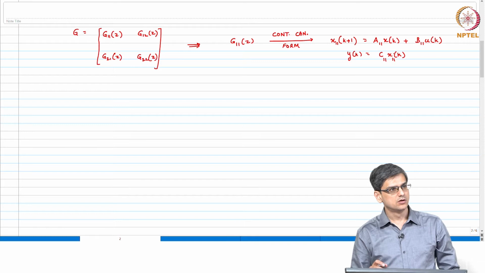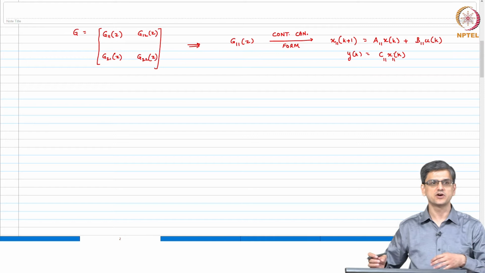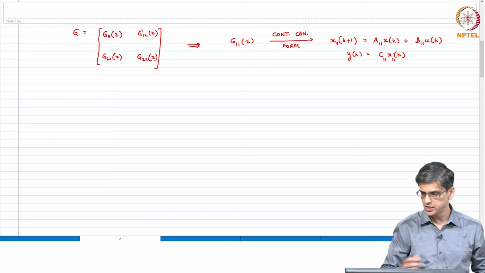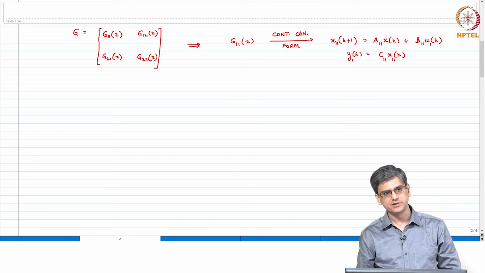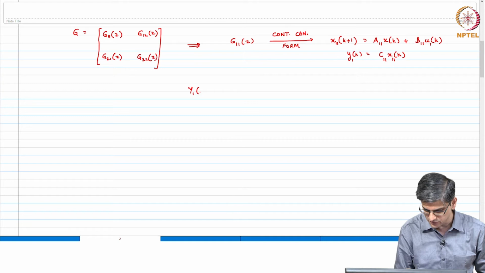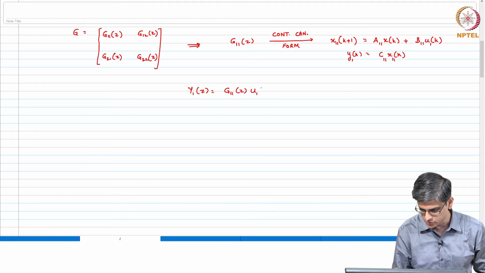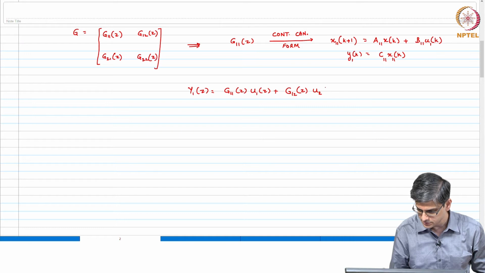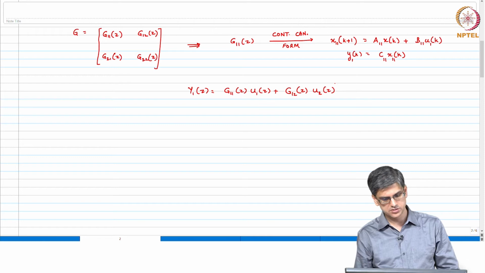Now, what does G11 represent? G11 represents a transfer function from U1 to Y1. So we will put U1 over here and Y1 over here. We actually need to put U11 and Y11, but that's a separate thing. Why? Because Y1(z) is G11(z) U1(z) plus G12(z) U2(z), that is how it's going to be. So let us put this as Y11 itself.